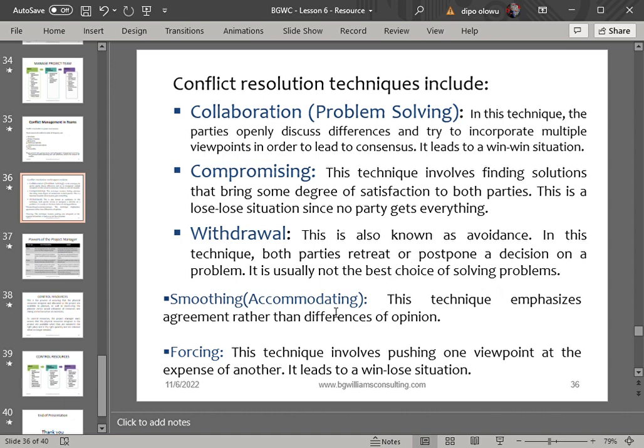Then also there's smoothing or accommodating. In this case, both parties involved in the conflict decide to agree rather than stay in difference of opinion. They decide to say, you know what, let's just agree and come to a resolution and move on. They accommodate each other's ideas and just agree and move on. Then the last and the worst form of conflict resolution is forcing.